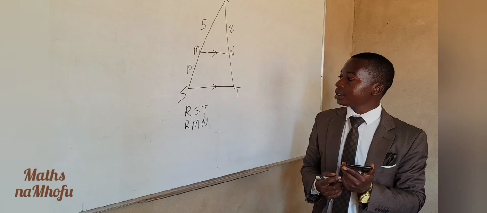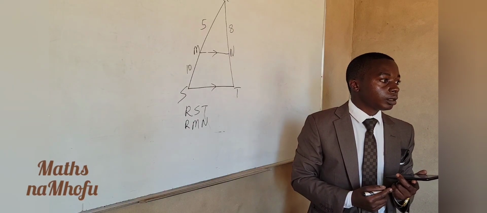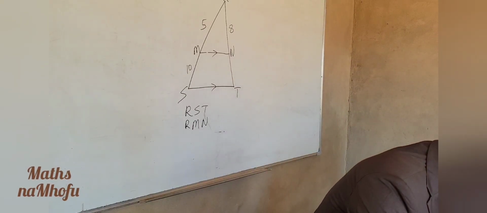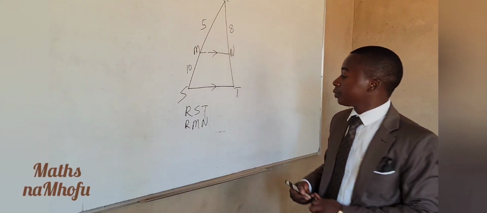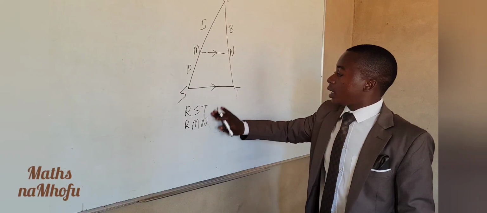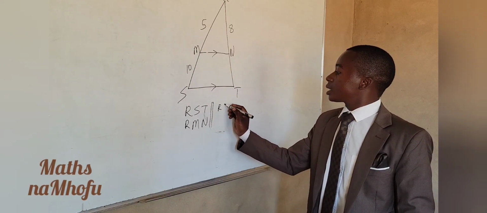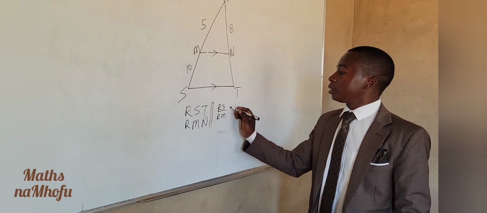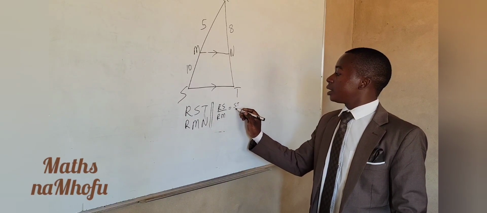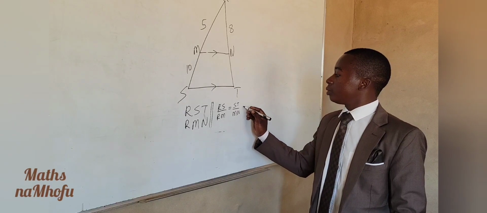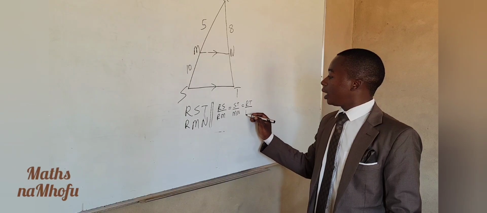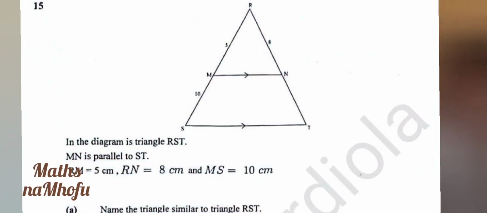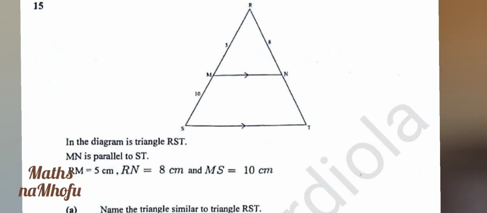How do we split? Yes, Robert? RS over RM, equals ST over MN, which equals RT over RN. Thank you so much. That's how we split, right? I told you this concept when we were doing similarity and congruence.